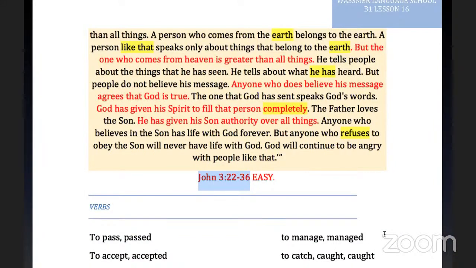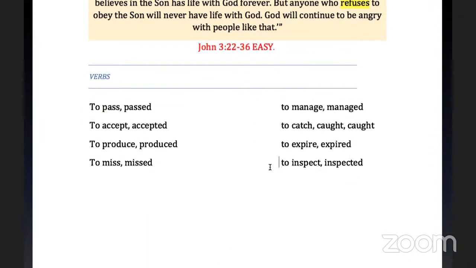Okay, so now we're going to continue with the verbs, vocabulary, expressions, and then we finish. We have here the verb to pass, pass, to accept, accepted, to produce, produce, to miss, miss, to manage, manage, to catch, caught, caught, to expire, expire, to inspect, inspected. Questions about those verbs?